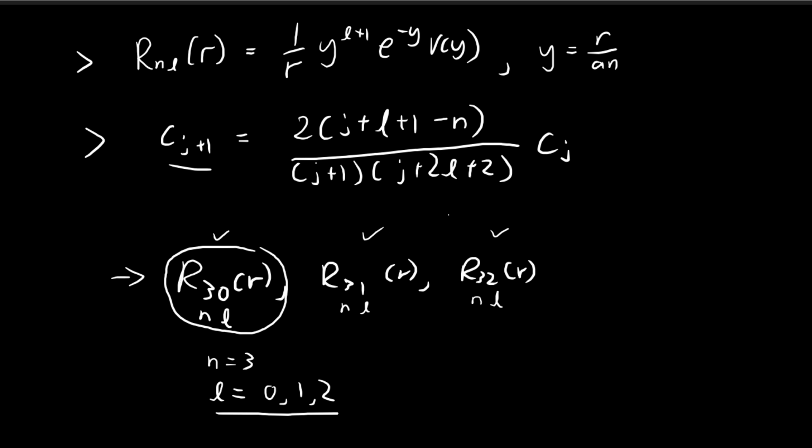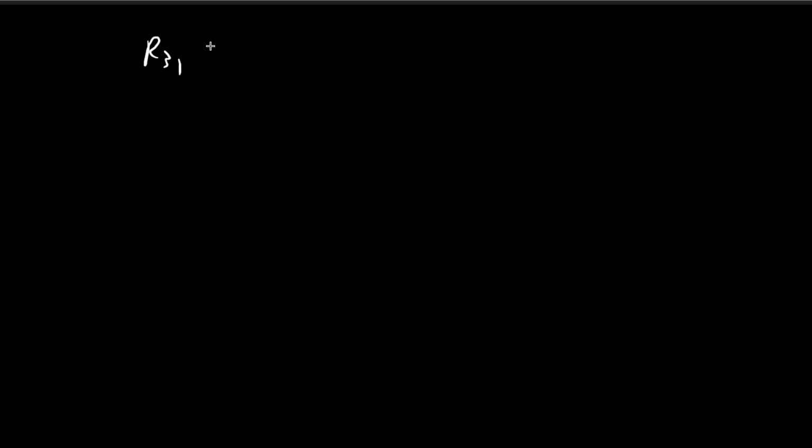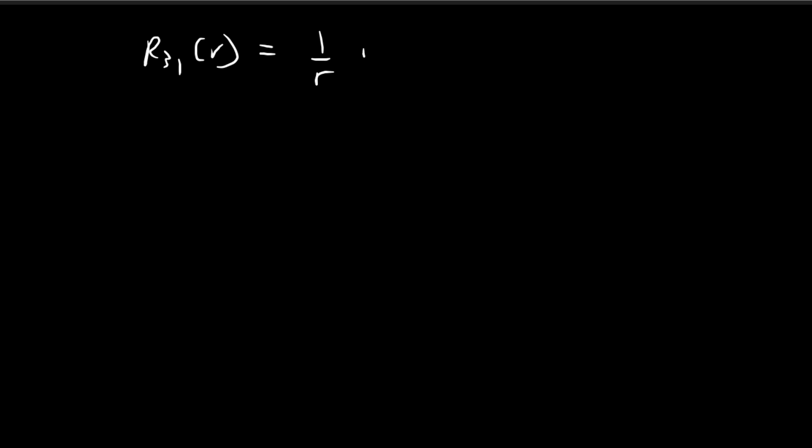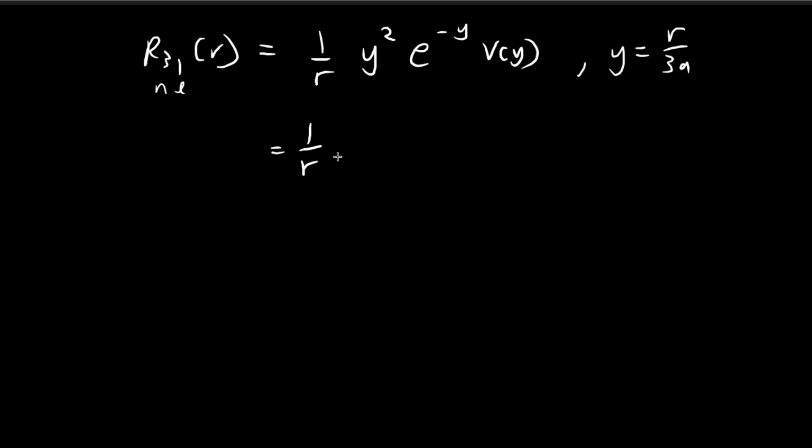So now we're going to move on to the next expression. Now we're going to move on to R31. So once again, we just repeat the same process that we just went through. So we start off with this expression. So we have 1 over r, y to the power of l plus 1. This time l is equal to 1, so n is equal to 3, l is equal to 1. So we have y squared, and then we have e to the power of negative y, and then we have v of y. And then don't forget y is equal to r divided by 3a, where a is the Bohr radius.